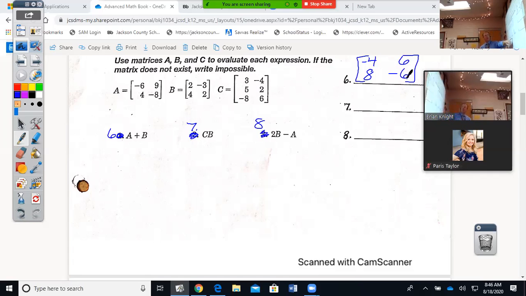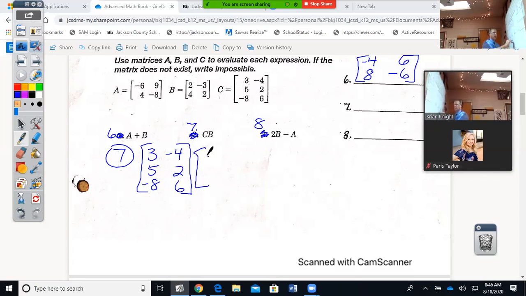Okay. 7 is the one that I think lots of us have trouble with because it's new. C times B. So 3, -4, 5, 2, -8, and 6, times 2, -3, and 4, 2. You're allowed to multiply those? Okay, you are allowed to multiply them, I believe, but let's check.